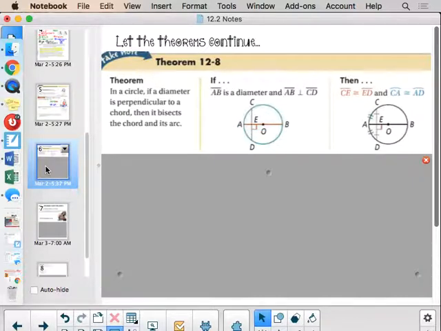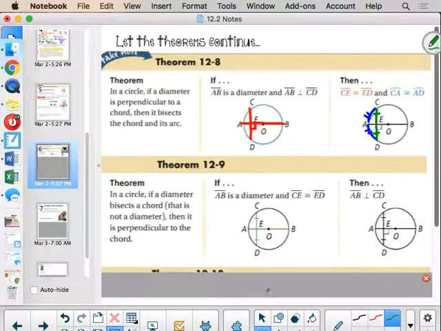If I have my diameter, and the diameter is perpendicular to a chord. So here is chord CD. Here is the diameter. It is perpendicular. So that's my hypothesis. If the diameter is perpendicular to a chord, then 2 things are true. These little baby arcs right here are congruent to one another. Not only that, but these 2 little segments right here are congruent to one another. So if the diameter is perpendicular to a chord, those 2 facts are true. Okay?